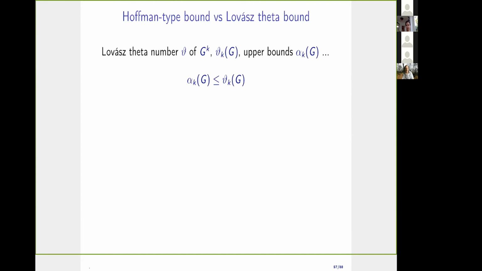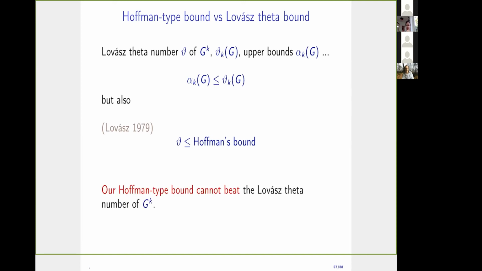So yeah, the Lovász theta bound upper bounds alpha k, but it is also known, Lovász showed in 79, that the classical Hoffman bound upper bounds the Lovász theta number. So in general, theoretically, our Hoffman-type bound obviously cannot beat the Lovász theta number of the power graph, right?